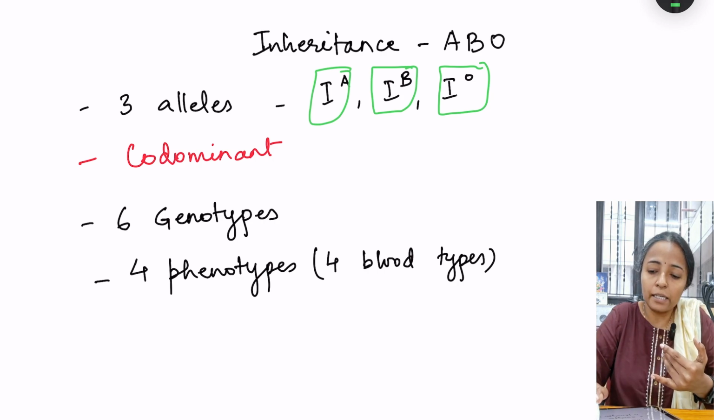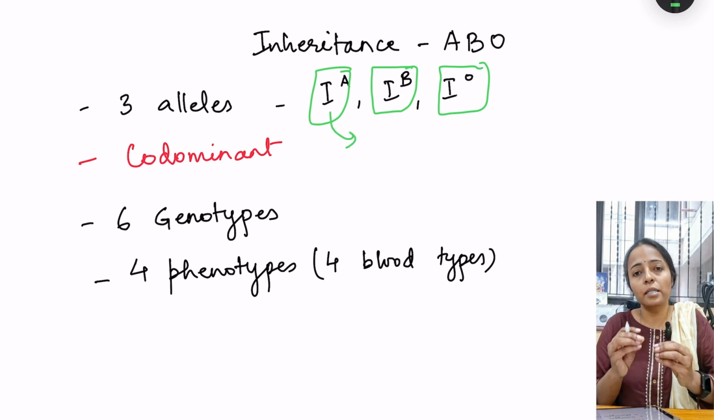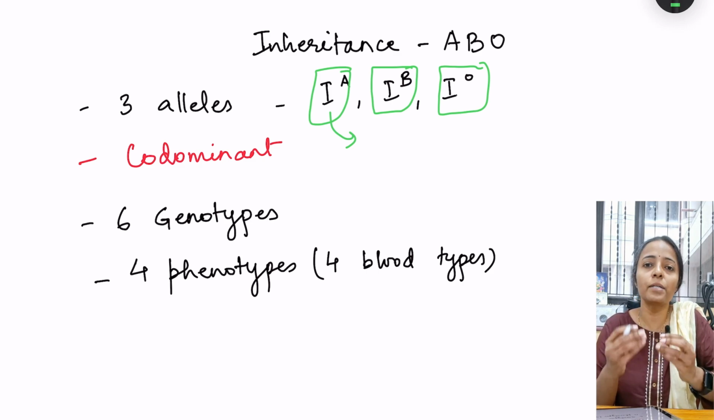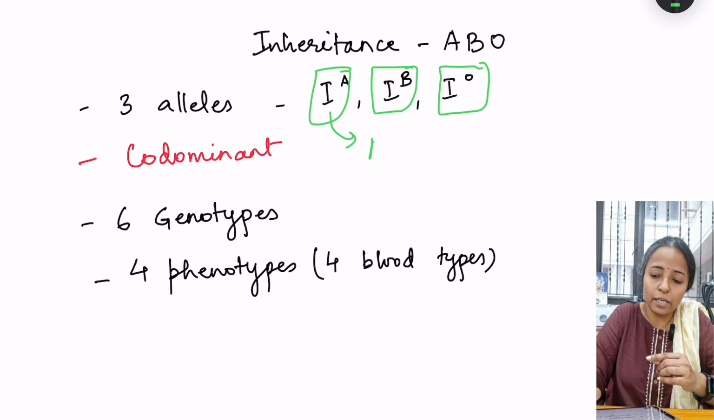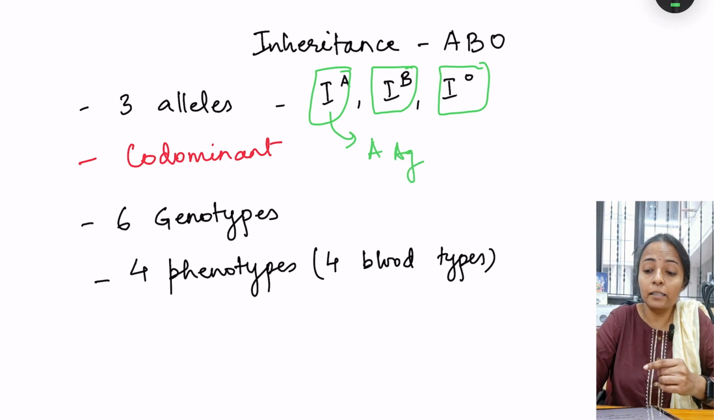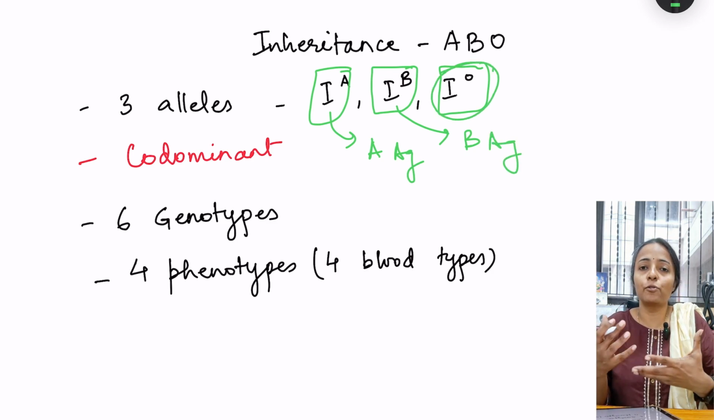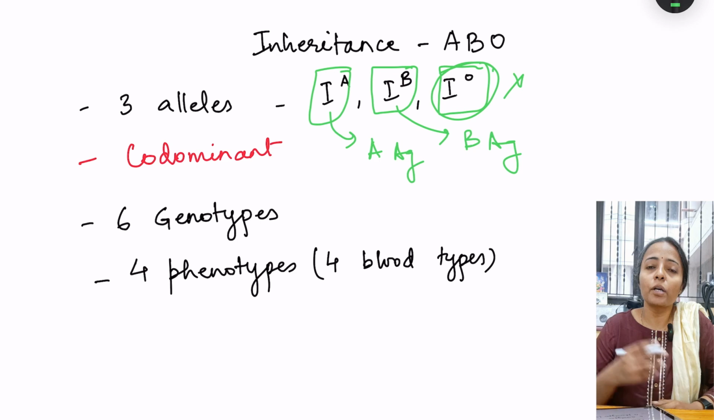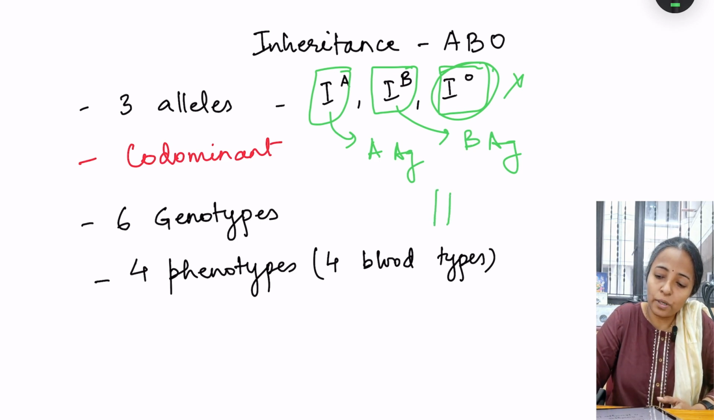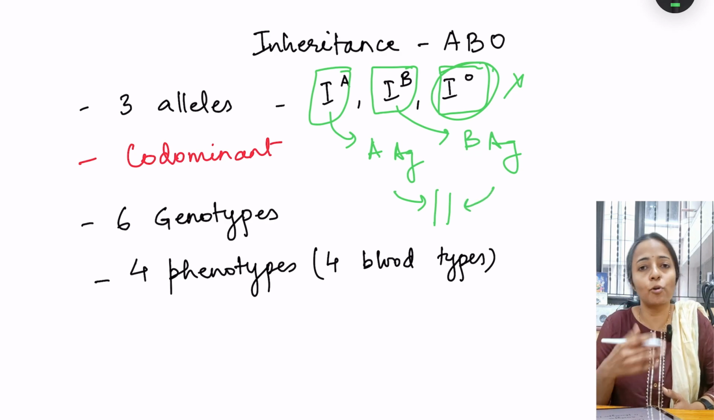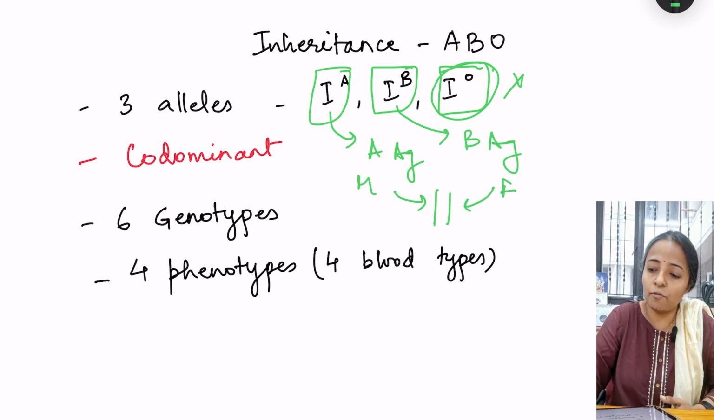A gene which is IA, that means from the gene there will be transcription and synthesis of one protein, that is an enzyme. This enzyme is able to transfer N-acetyl galactosamine onto the H antigen. Then there will be expression of A antigen. If the allele is like this, then there will be expression of B antigen, and this IO is a functionless allele. So there will not be any expression of A antigen or B antigen, right? Now, in the child, there are 2 chromosomes, right? One is coming from the mother and one is coming from the father.